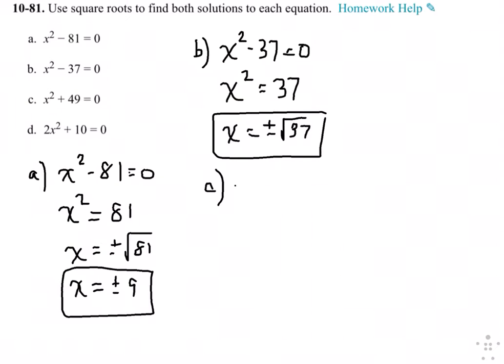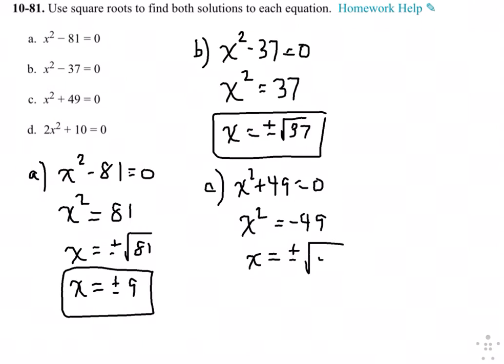For C, x squared plus 49 equals 0. Subtract 49 from both sides, and we get x equals plus or minus root negative 49. Now, this is the only section in the entire book that we are going to leave it like that. Every other section other than 10.2.5 and on any test, we are never going to leave negative square roots. Never on a test, never on any other section in the book.